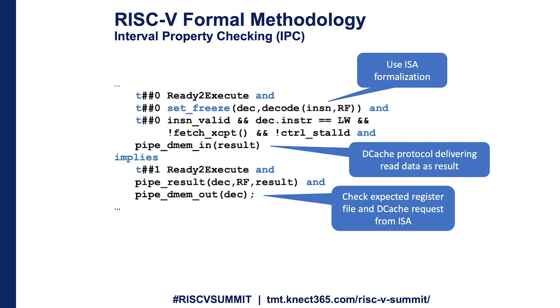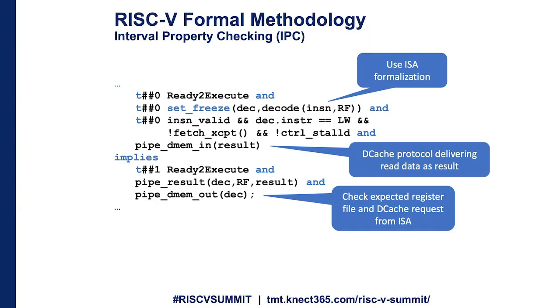We also introduce the microarchitecture details, like, of course, when an instruction is ready to execute, there is no stalling, there are no exceptions coming from fetch, and also the Dcache protocol delivers read data as a result. And this needs to prove that next cycle there is another instruction ready to execute, and also check the expected register file and the Dcache request from the ISA. Does it look similar? Yes, it's SystemVerilog Assertion language, and it's quite familiar for verification engineers to apply.